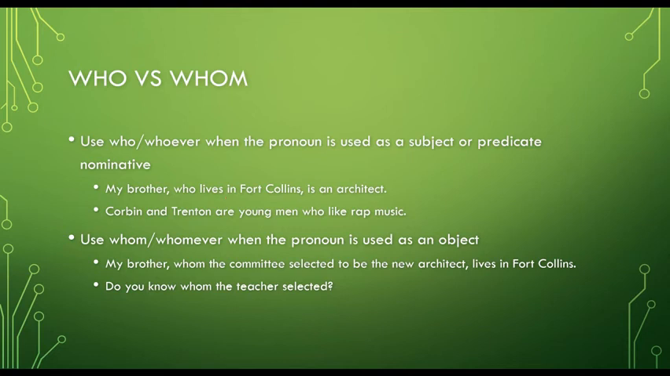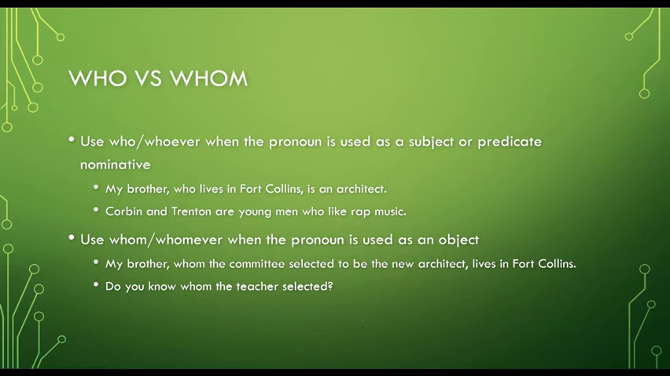When we look at this next sentence, "Corbin and Trenton are young men who like rap music," here I find the verb first, are. Okay, who's performing the are? That would be Corbin and Trenton. So they're the subject of the sentence, but that doesn't automatically make our who the object, because who is in a separate clause. That's why it's a special part of the pronoun case rules. So when we look at this, who likes rap music? Who in this clause is performing the action. That's why we know we're going to use who instead of whom.